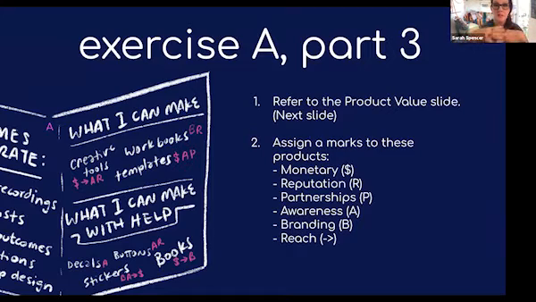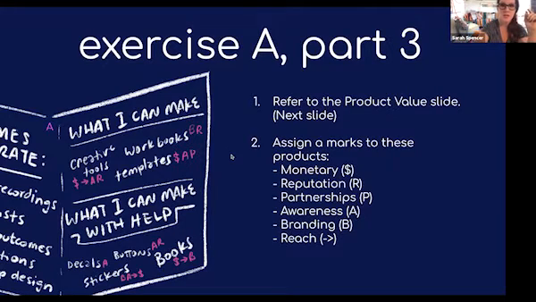So you're going to assign marks to these products that you can make or that you need help making. You're going to assign monetary: does it take money or a lot of money? Does it increase your reputation? Does it support your reputation? Does it require a partner? Does it build awareness? Again, this can be very simple, like a real quick and dirty thing that you distribute on email, but does it create awareness? Does it fit into your brand? And then does it have reach? Like how far around the world can this go?